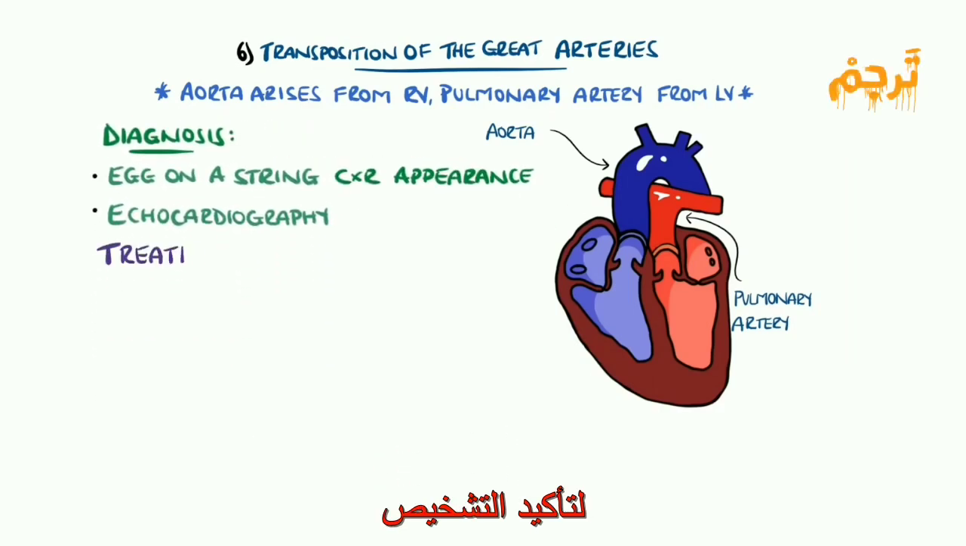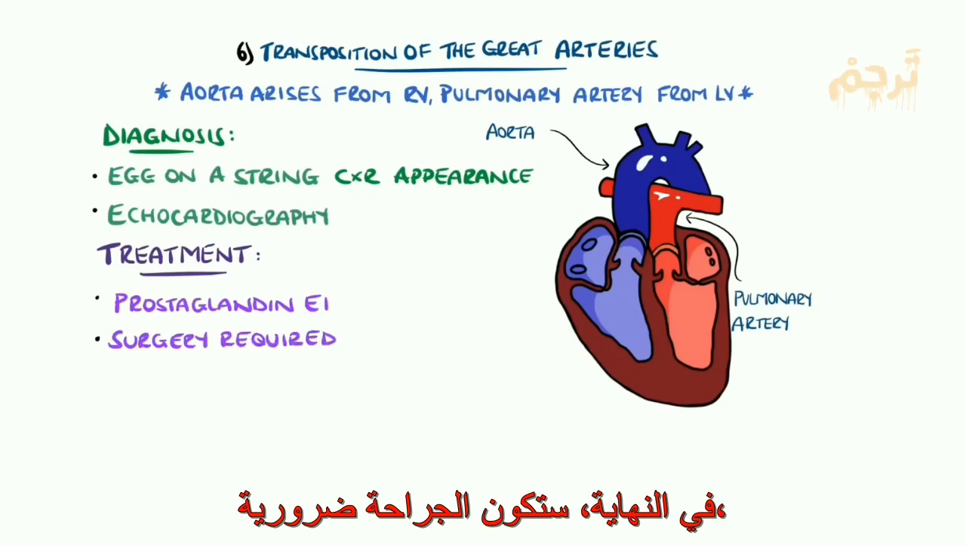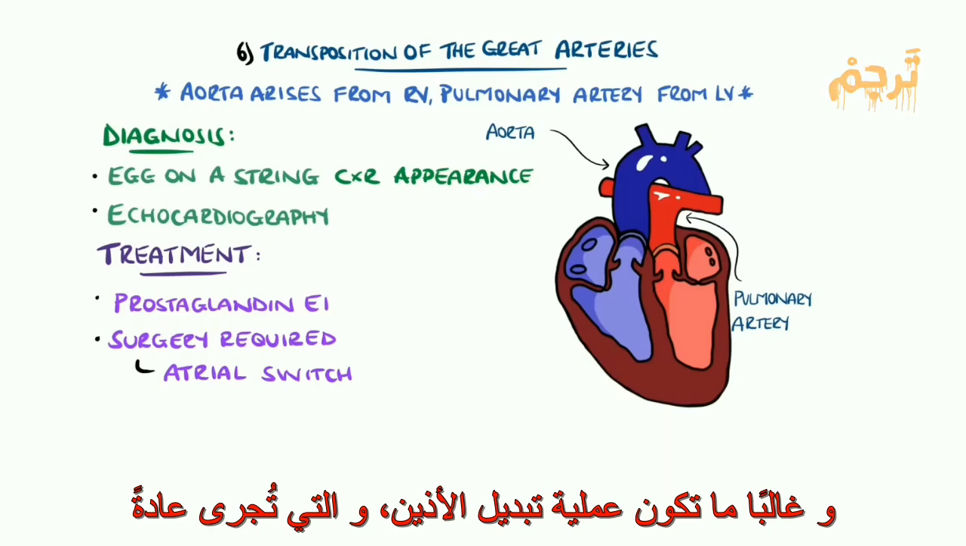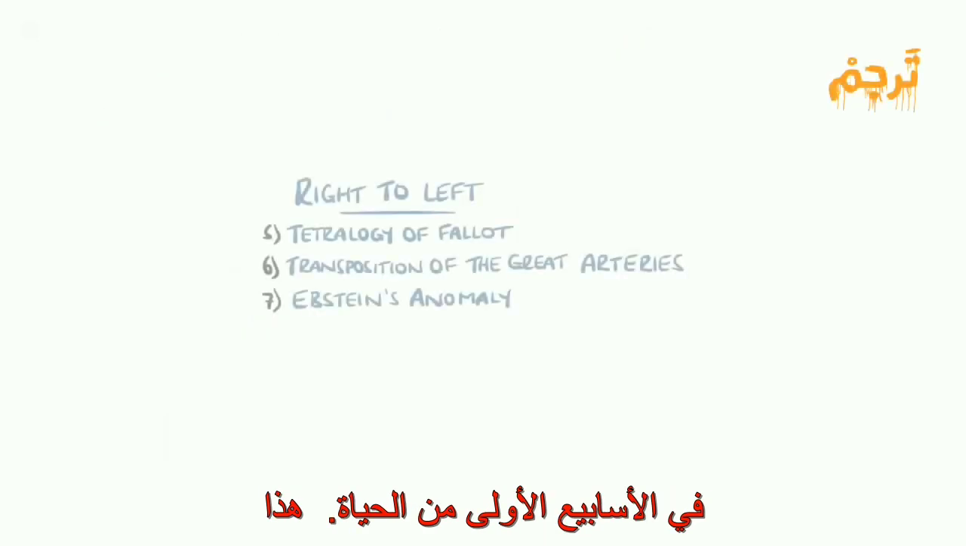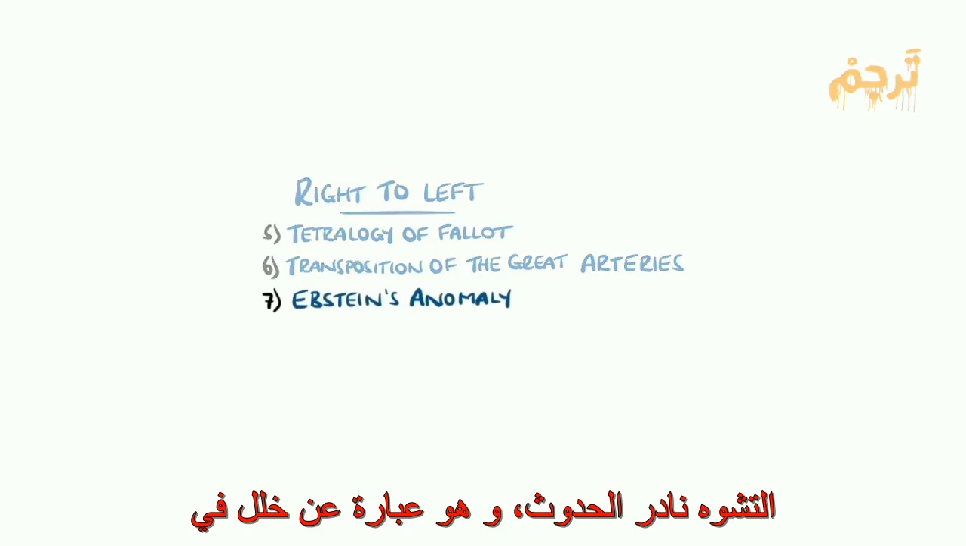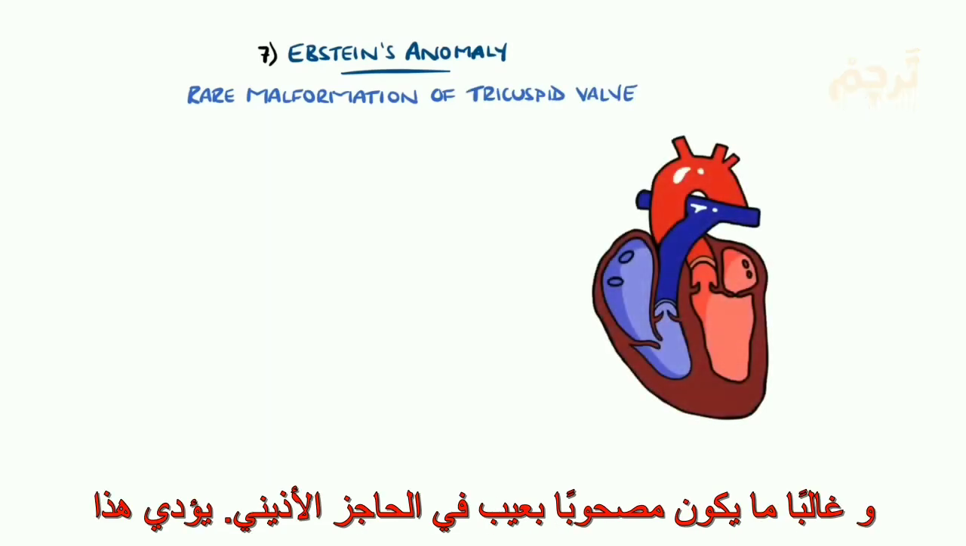Prostaglandin E1 is also used here to maintain the PDA, but ultimately surgery will be needed. This is often an atrial switch, done normally in the first weeks of life. Epstein's anomaly is rare and is a malformation of the tricuspid valve. It typically features severe tricuspid regurgitation and typically also an ASD.